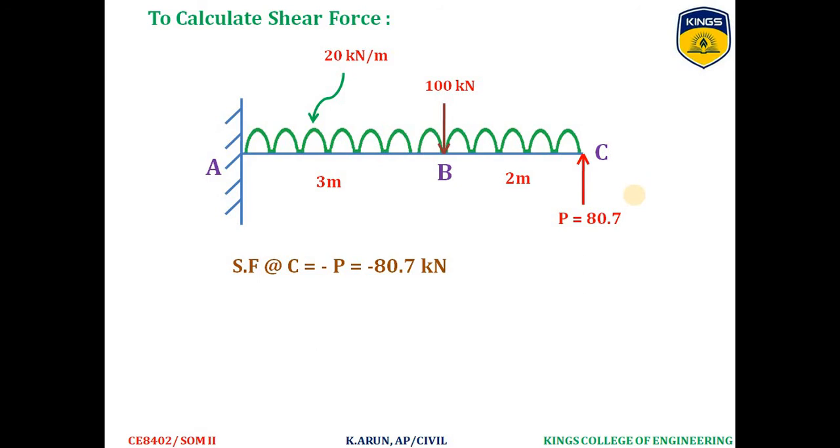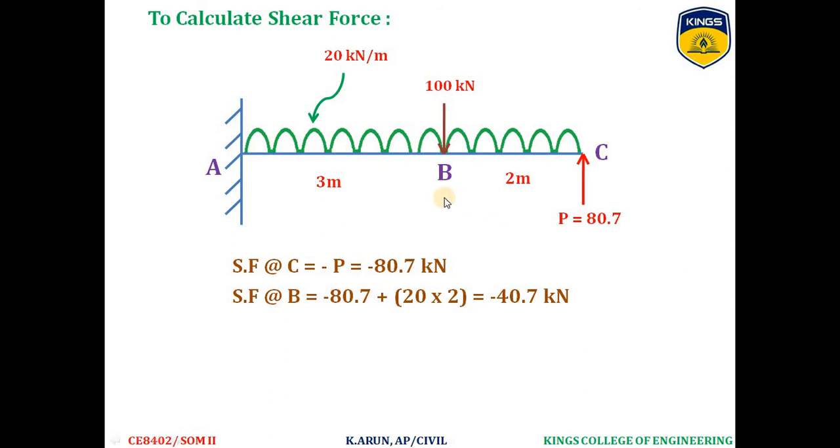So it is minus P, which is equal to minus 80.7 kilonewton. Next, shear force at B is to be calculated. So I am starting here. B is located at a distance of 2 meter and UDL is acting. So 20 into 2 minus 40.7 kilonewton.